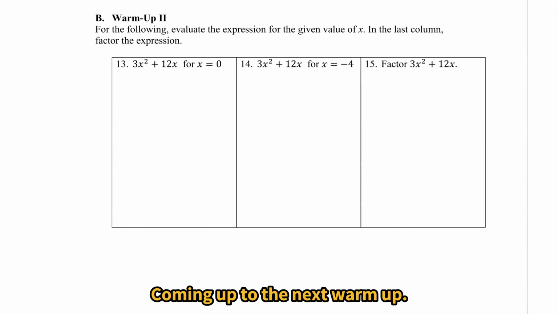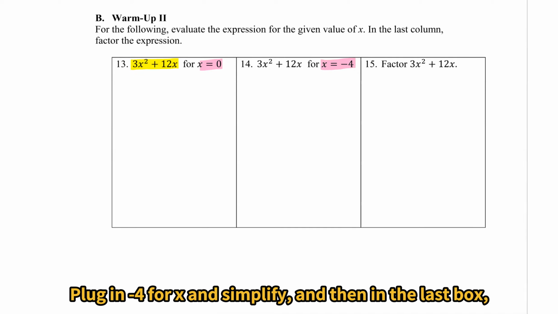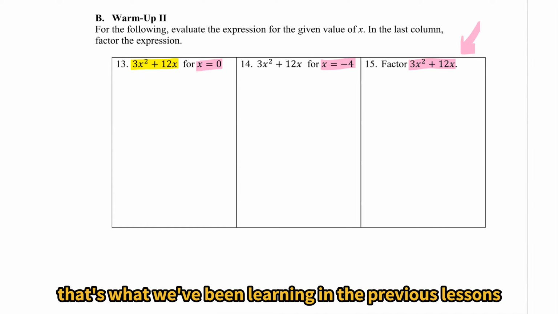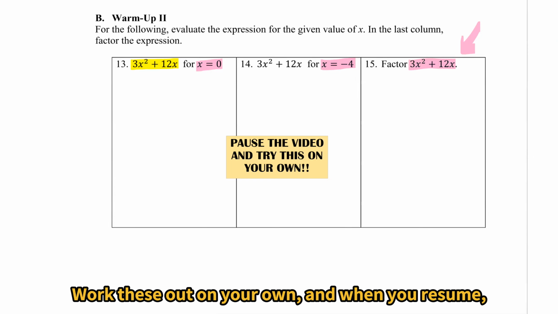Coming up to the next warm-up, I want you to take this expression, 3x squared plus 12x, and plug in 0 for x and simplify. Plug in -4 for x and simplify. And then in the last box, factor that. The factoring in the last box is what we've been learning in the previous lessons, how to factor polynomials. So hit that pause button, work these out on your own, and when you resume, we'll talk through them.